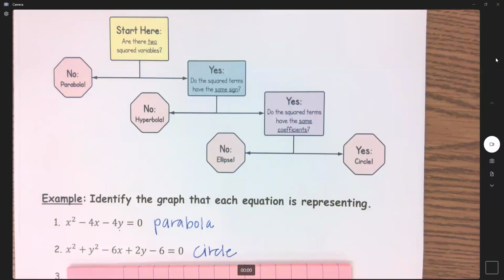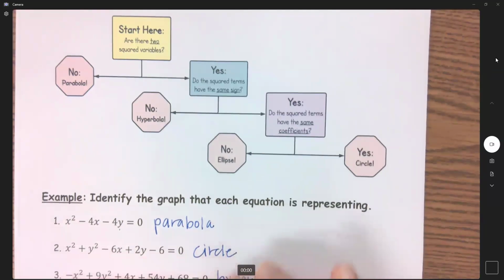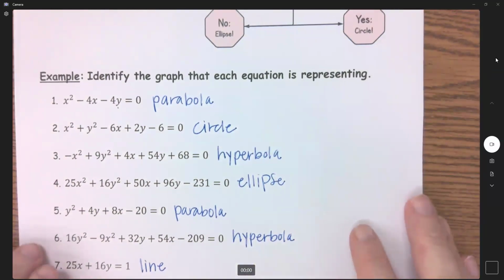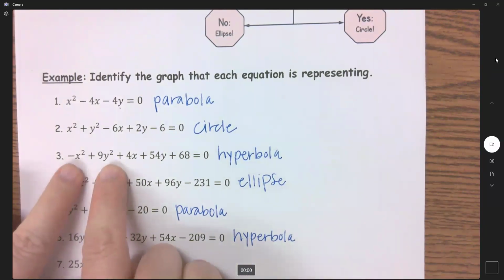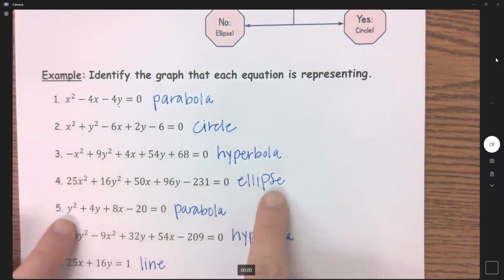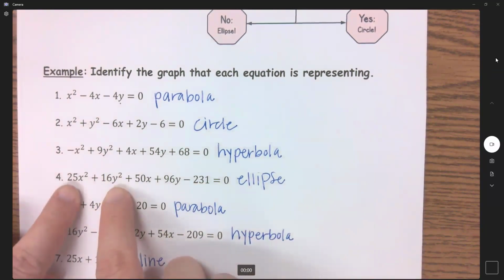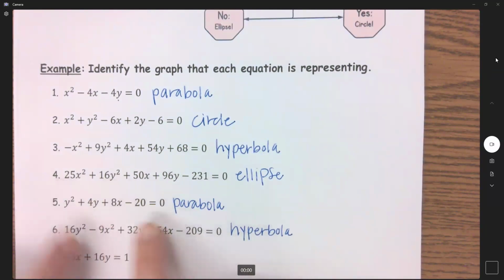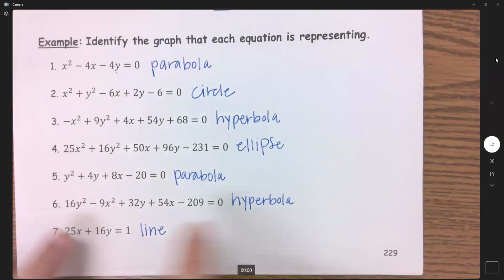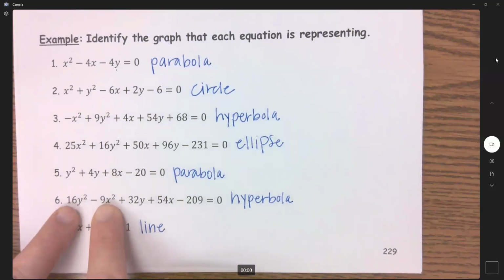I hope you had time to pause it. Let's go over these five answers. We should have gotten hyperbola, because you have two squared terms, but they're different signs, one negative, one positive. This one's an ellipse: both squared, both positive, so the same sign, but different coefficients. Parabola, because we have one squared term. Hyperbola, both squared terms, but you have a negative and a positive.